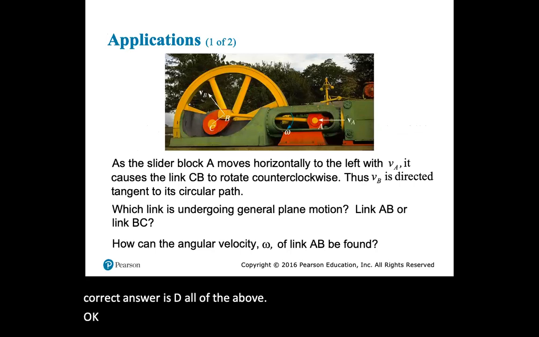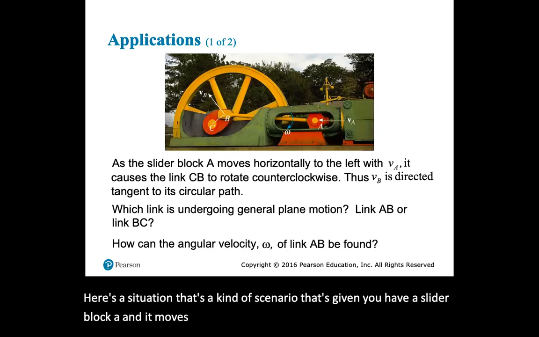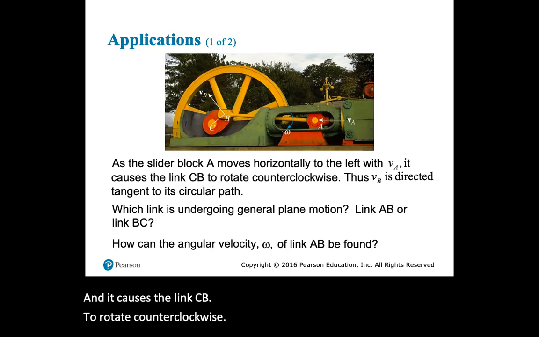Okay, so here's a scenario that's given. You have a slider block A, and it moves horizontally to the left with some velocity, and it causes the link CB to rotate counterclockwise. So V B is only allowed to move tangent to the circular path traced out by the cam centered at C.